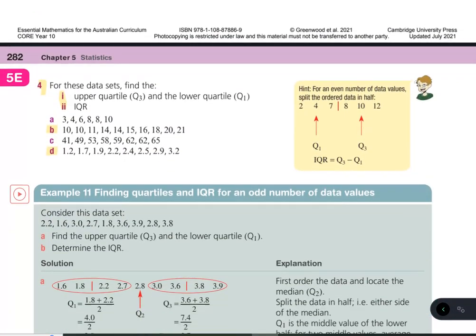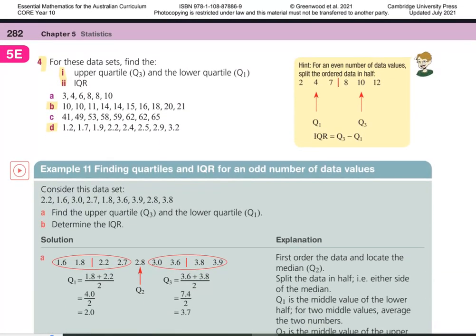Okay, continuing on. Question 4. We're going to do all of these. So, first up, upper quartile and lower quartile. The middle of A would be in between here. Now there's 3 values here, so you just pick the middle one. 3 values there, you pick the middle one. So that's my Q1, that's my Q3. Therefore, to get the IQR, it's 8 take 4 equals 4. Exactly like in the example they showed here.